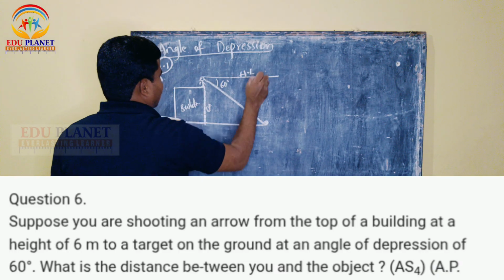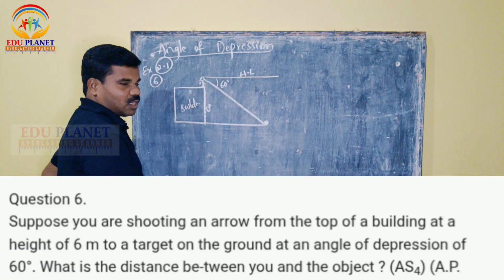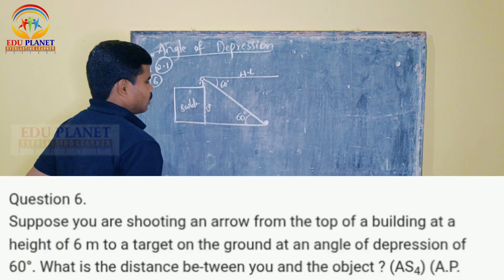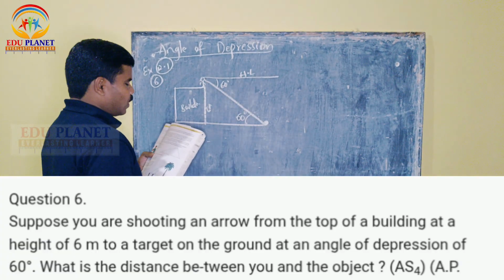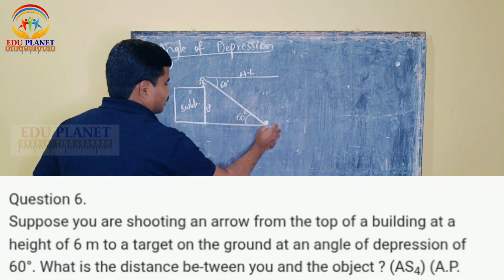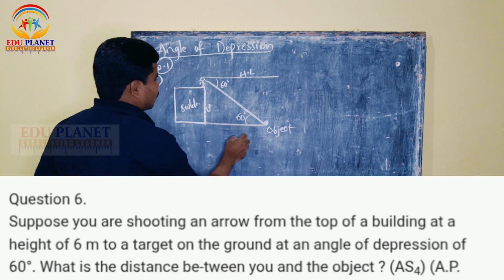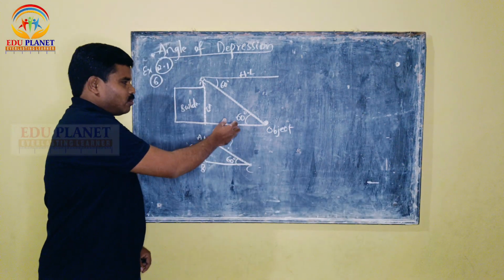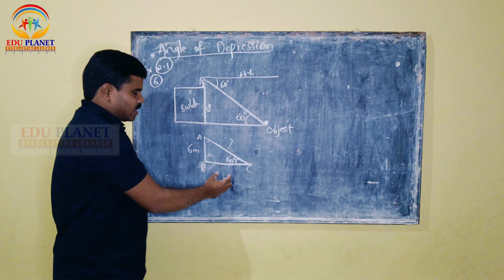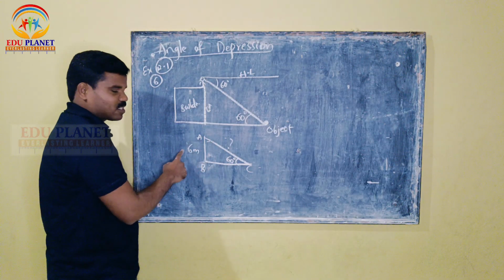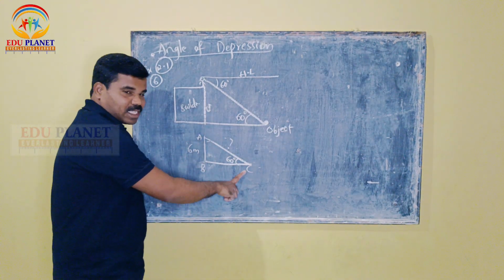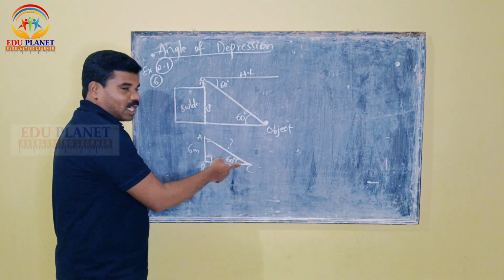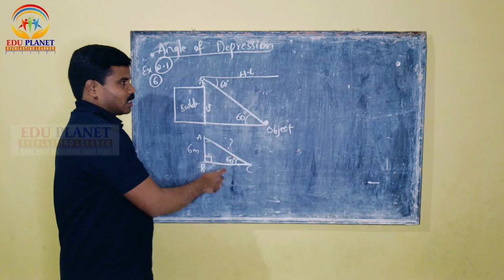This would be the horizontal line. So the angle of depression value is 60 degrees. Now this 60 degrees comes to here. What is our question? We need to find the distance between you and the object. This is your object. This side, the hypotenuse, we need to find. From the above situation, we can draw the triangle like this. Here AB is the building height, 6 meters, and the object is located at point C. Angle B is a right angle. AC is the distance between you and the object. We need to find this one only.